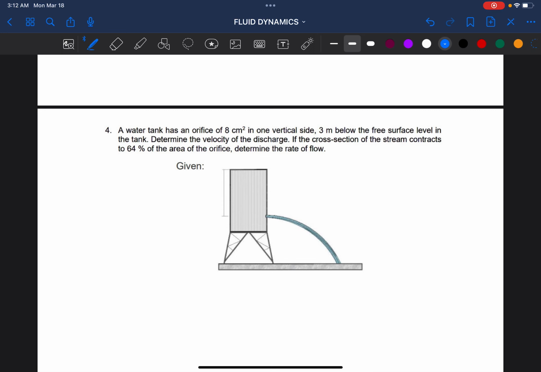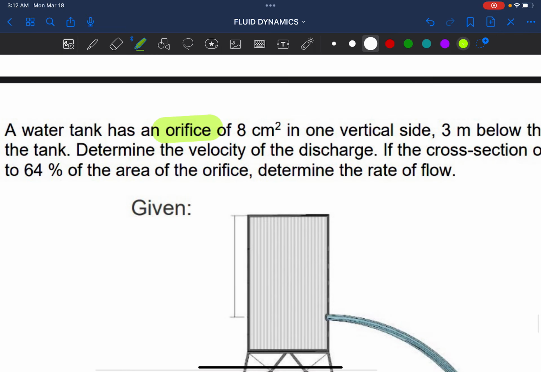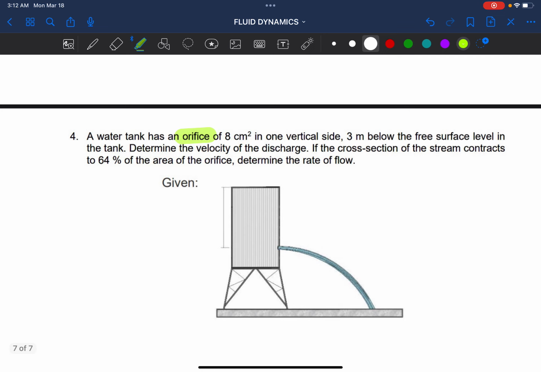Sabi dito, a water tank has an orifice of 8 centimeters squared in one vertical side. Kagaya ng sinabi ko sa inyo kanina, kapag orifice yung problem, ang gagamitin natin is yung isang formula. Orifice ang tawag dyan kapag butas. So, a water tank has an orifice of 8 centimeters squared in one vertical side, 3 meter below the free surface level in the tank. Determine the velocity of the discharge if the cross-section of the stream contracts to 64% of the area of the orifice. Determine the rate of flow.